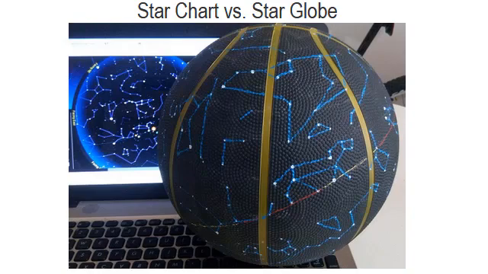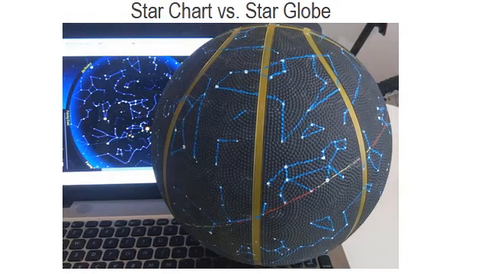You can see the Big Dipper constellation in the top left of the online star chart and on the top left of the ball. When you compare the relative positions of the stars of Leo and Gemini, it's apparent that the star chart shows more of the sky than the ball does.